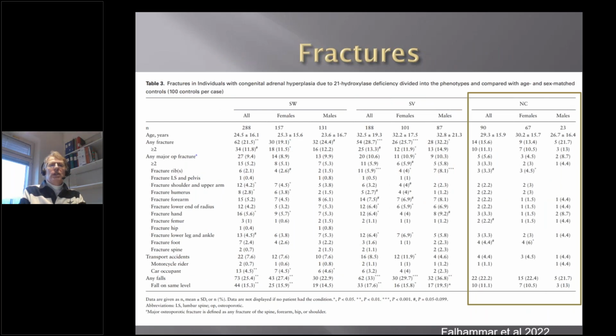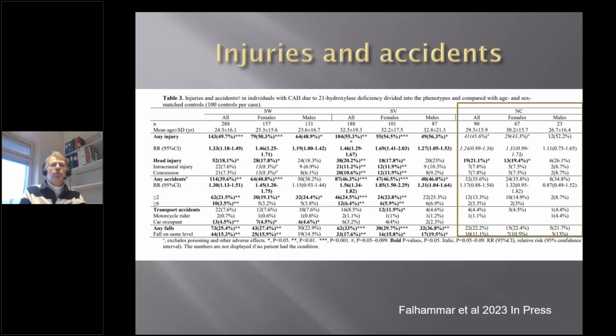What about fractures? Well, glucocorticoids could induce fractures, and when we looked into the classic CAH, they had more fractures compared to controls, but that was not seen in non-classic CAH. So they had similar rates compared to controls.